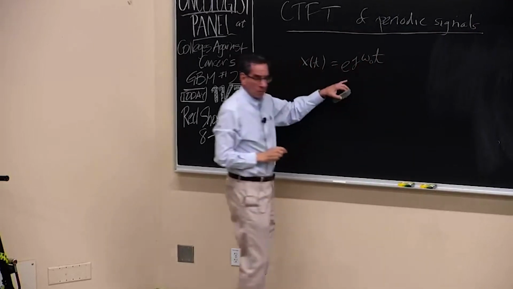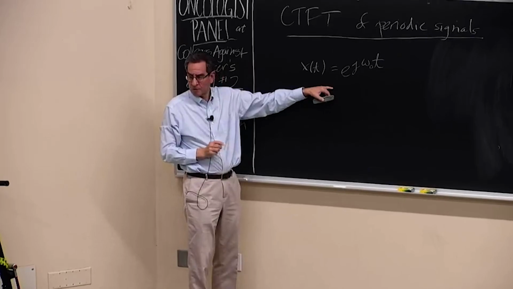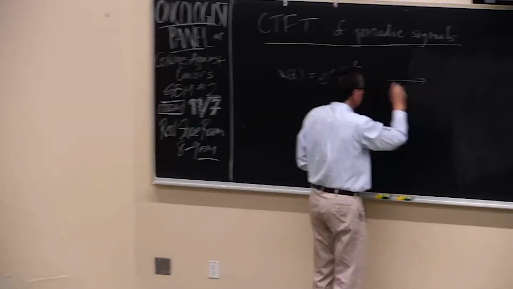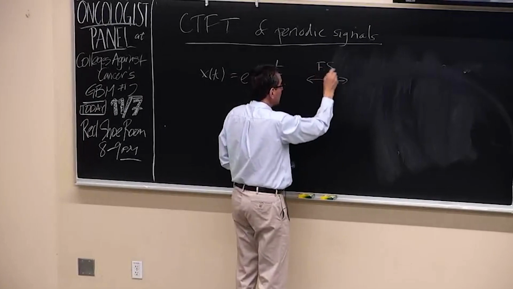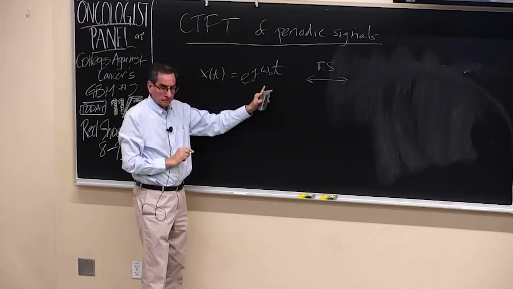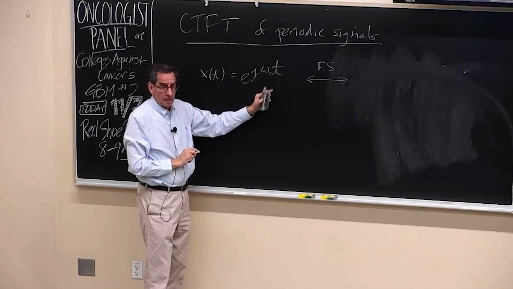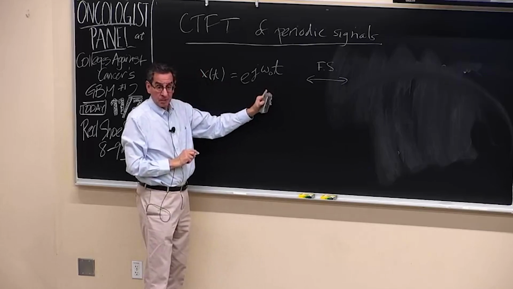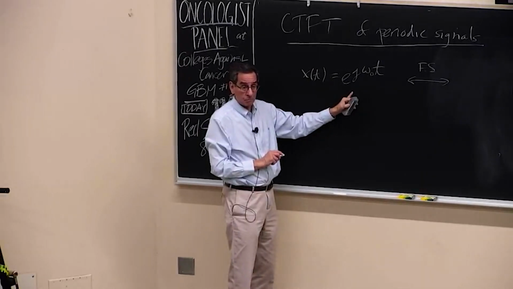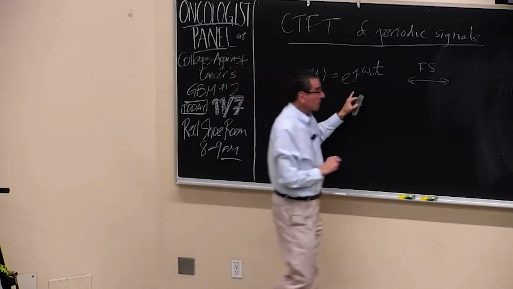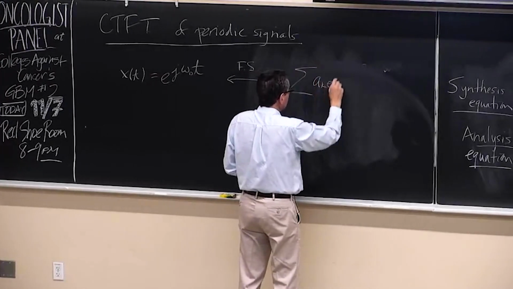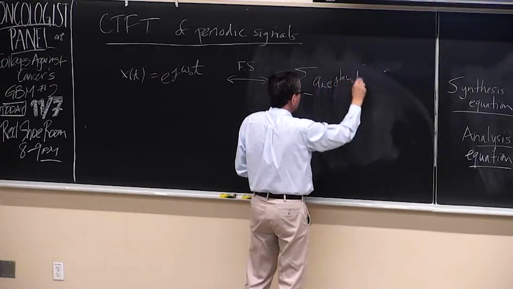Okay, so this is a periodic complex exponential with fundamental frequency omega naught. Now what we know is the Fourier series of this. We want to represent it as a linear combination of harmonically related complex exponentials. In other words, I want to represent it as the sum of a sub k e to the jk omega naught t.